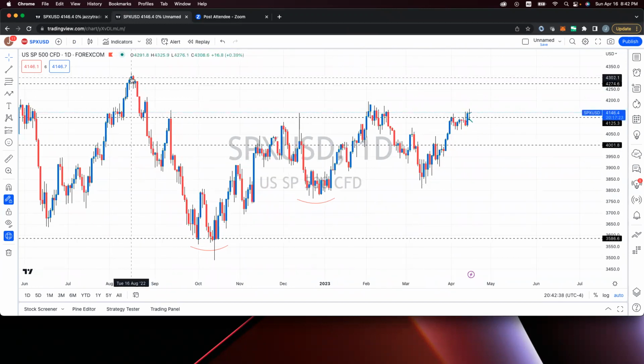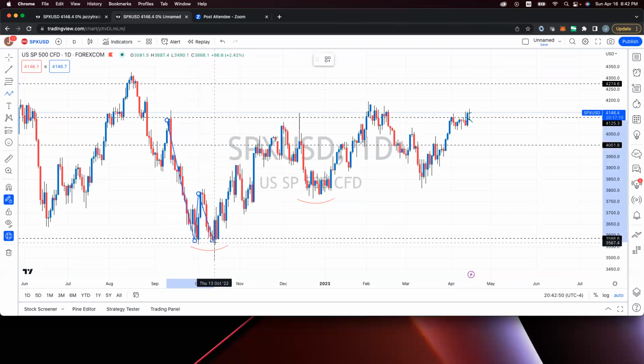Okay, so let's start here. We have this close below this lower low here. So this was bearish here. So let's say we'll start from around here. Higher high. This is a higher high because it closed above this. Higher high, higher low. Consolidation, skip the consolidation. Higher high, higher low, higher high.